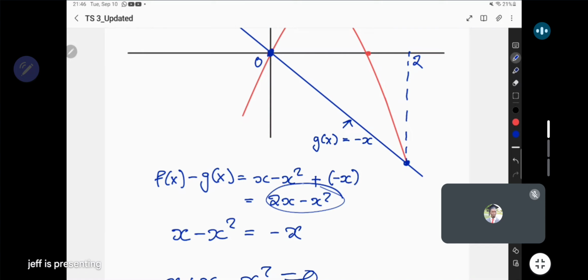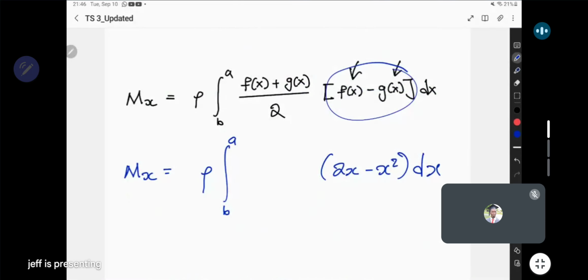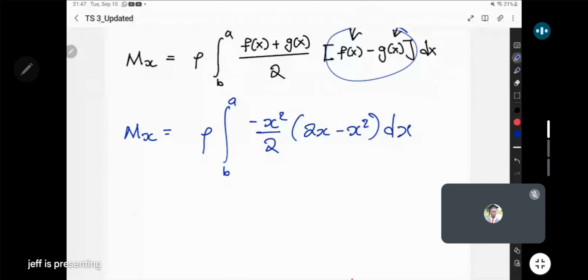So if we add, we're going to have x minus x, which gives us 0. And then what will remain here is just minus x squared. So that is what we're going to have there, minus x squared, when I add them. But remember, we have to add them, then we have to divide by 2. So here we'll have minus x squared divided by 2. So this is what we are going to have here. So now we just have to simplify this.